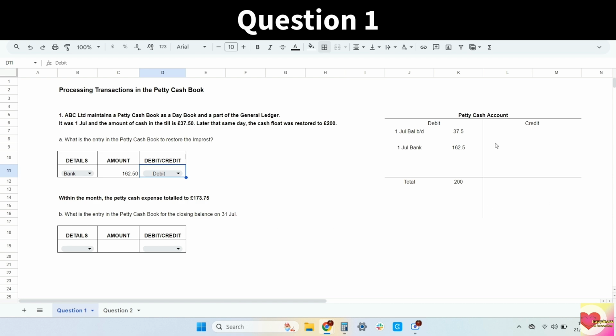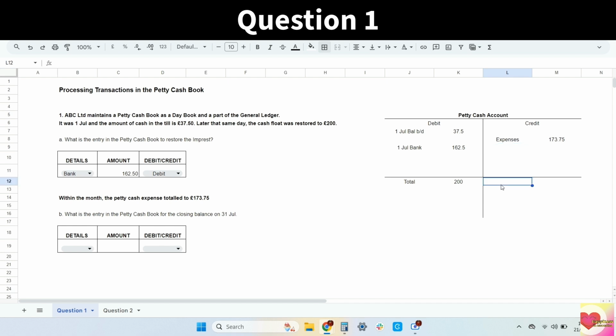Let's enter the given details into our petty cash book. So within the month, the total of expenses will be 173.75. Let's enter expenses. And then we were asked what is the entry for the closing balance on the 31st of July. So let's balance our petty cash book.